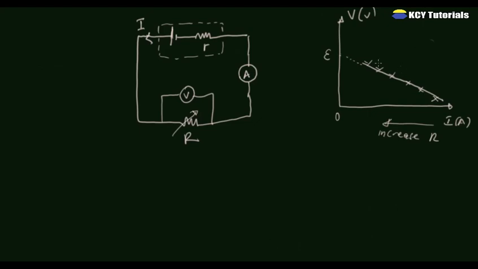So incidentally also, the gradient of this line experimentally is going to give us minus r, which is nothing but the internal resistance of the battery. So this is how we can determine the EMF of the battery and its internal resistance.